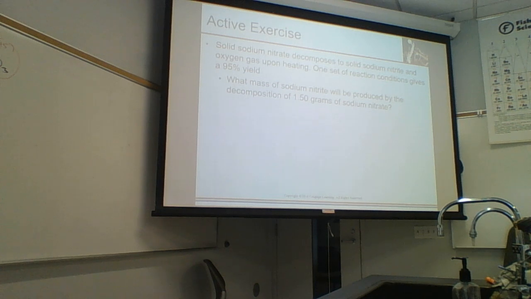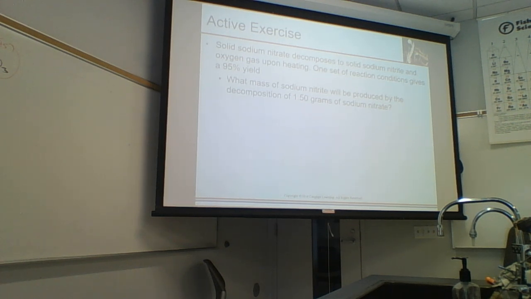But what mass of sodium nitrite will be produced by decomposition of 1.5 grams of sodium nitrate, assuming there's a 95% yield? So let's go ahead and do this here. So first we need the balanced chemical equation. And then what we're going to do is this. We're going to go with 1.5 grams of sodium nitrate, and then we're going to go from grams of sodium nitrate to moles of sodium nitrate, and then from moles of sodium nitrate to moles of sodium nitrite. And then from moles of sodium nitrite to grams of sodium nitrite.